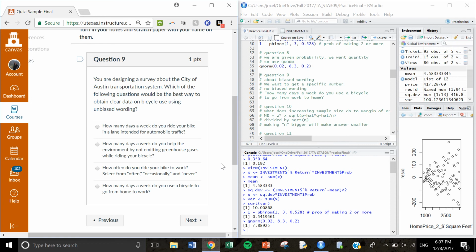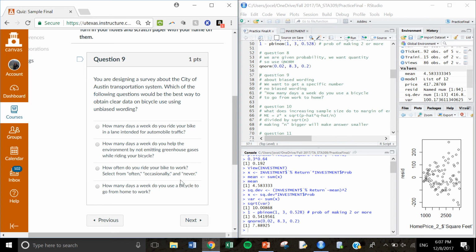And A, how many days a week do you ride your bike in a lane intended for automobile traffic? So that is biased against bike riders. We don't want people to ride their bikes because it says intended for automobile traffic. And B says, how many days a week do you help the environment by not emitting greenhouse gases while riding your bicycle? That's biased toward people who want to ride their bicycles.